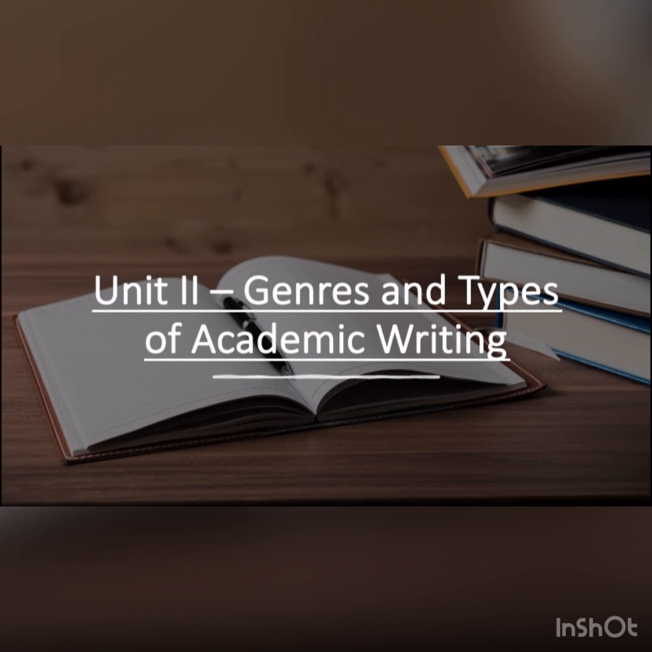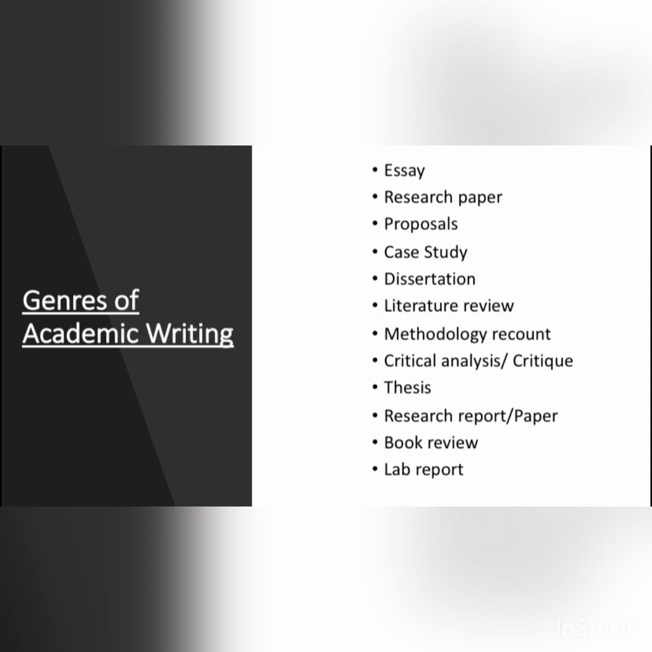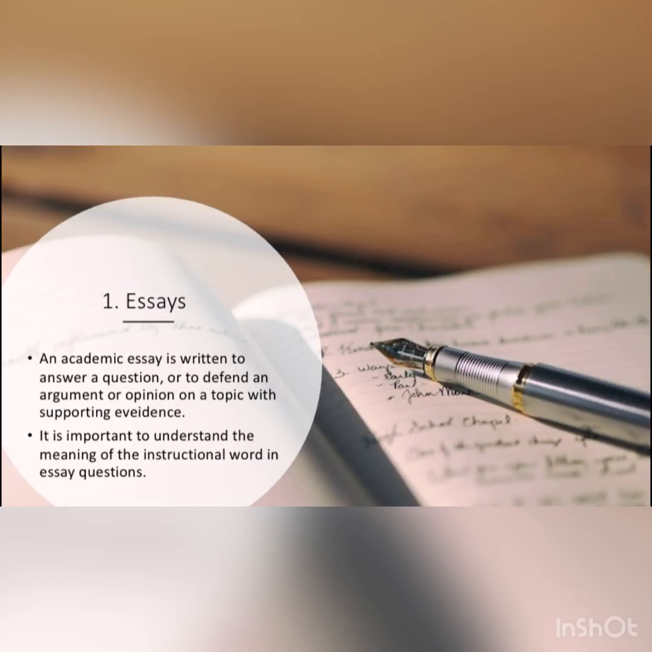Today we are going to discuss the second unit of the book Academic Writing, Genres and Types of Academic Writing. Which are the different genres of academic writing? Essay, research paper, proposals, case study, dissertation, literature review, methodology recount, critical analysis or critique, thesis, research report or paper, book review and lab report. These are some of the genres of academic writing. So first, let's look into essays.